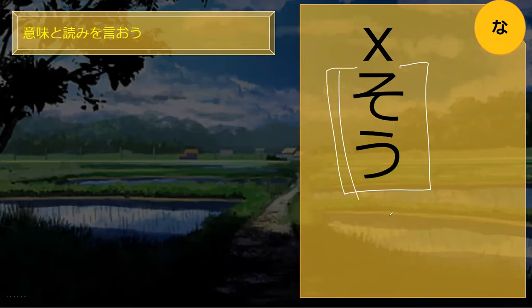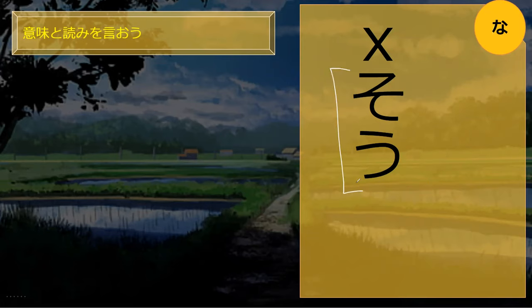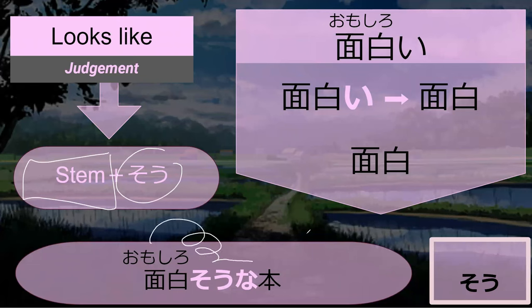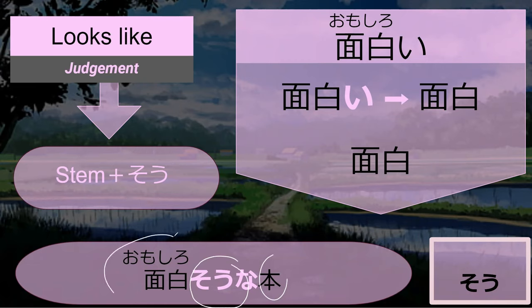Sou is something that I think is the first time it's popped up in this book, but it's something you probably vaguely already know, this version of sou, which is a not adjective. So not sou desu, which is probably the same sou theoretically, but it's very different for translating purposes. This means it looks like. Like, omoshiro sou na hon would be a book that looks interesting. All you do with this is add the stem form to sou. For example, omoshiro sou na hon, which is a book that looks interesting.